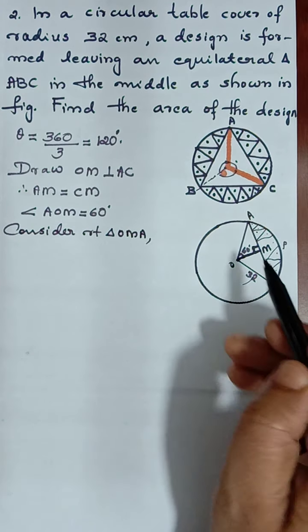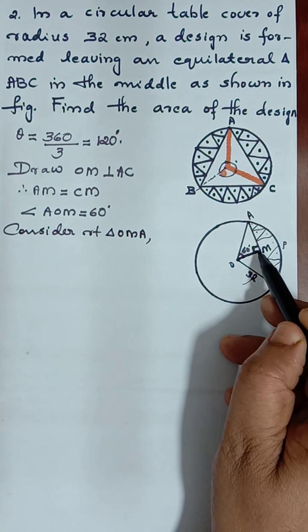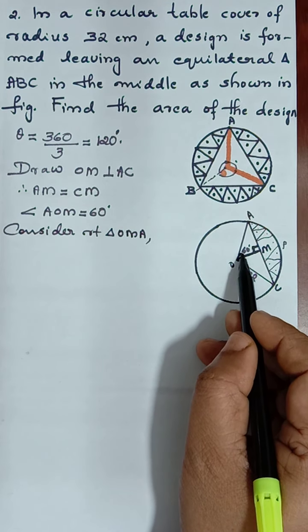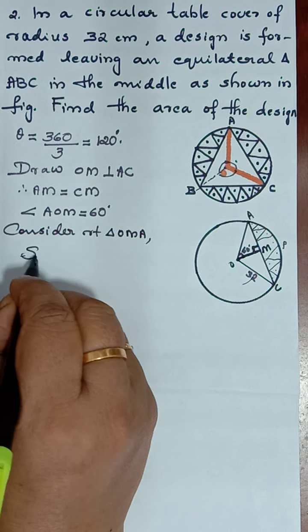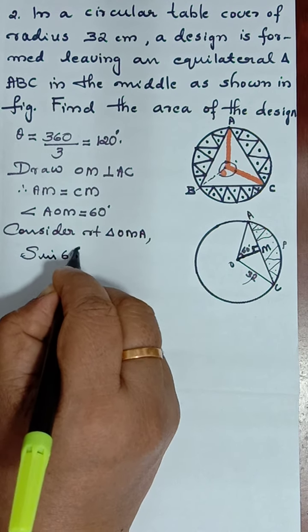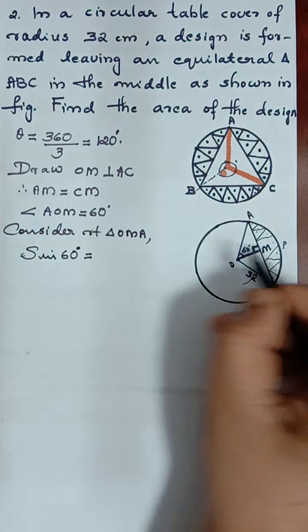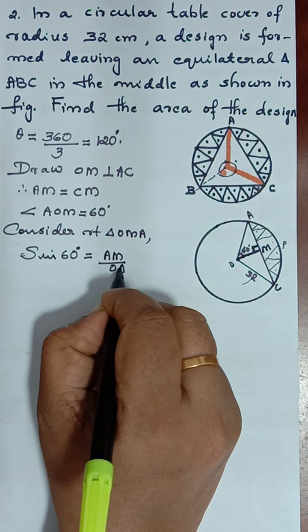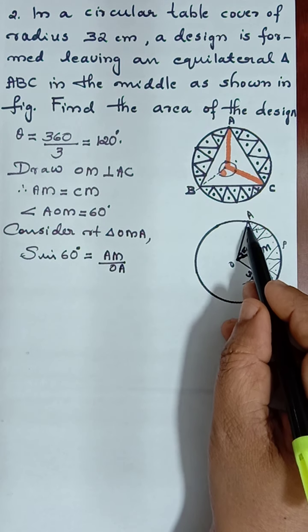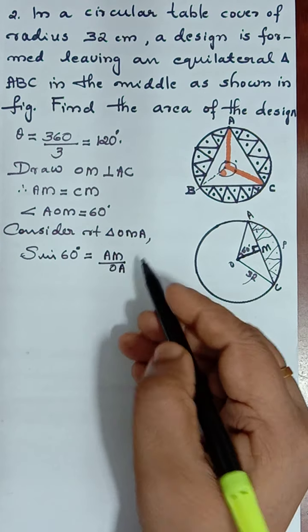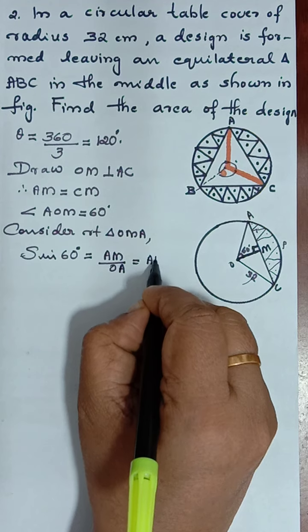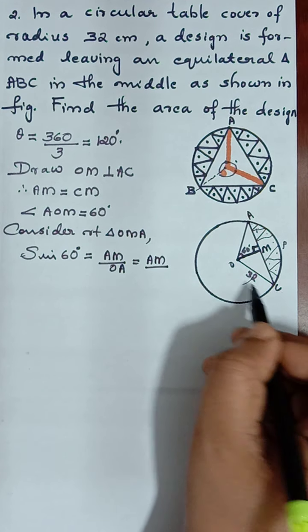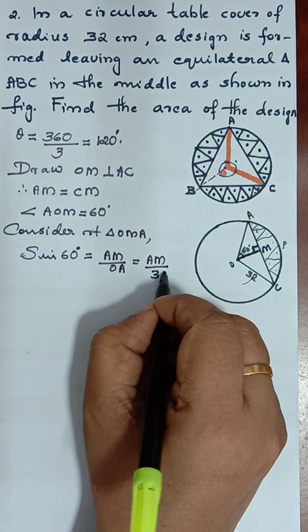We are considering right triangle OMA. So what is sine 60? We have a 60 degree angle here. It's an acute angle. So sine 60 is opposite side by hypotenuse, AM by OA. AM value we do not know, let it be there, whereas OA we know. OA is same as OC, that's equal to 32.